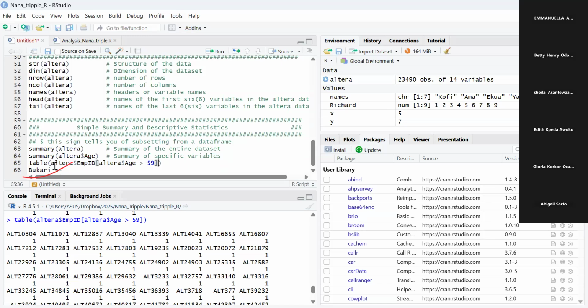For example, I am saying, look at Altera, employee ID. But before you get me employee, if you say employee ID, it will give you all the IDs. And I'm saying that no, in the employee ID I want you to only look for those who are greater than what? 59. So I use the square bracket.